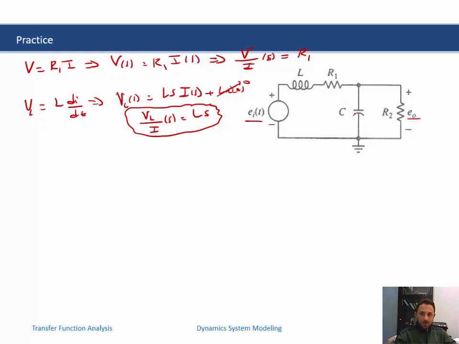Okay, this component. For the capacitor, it is I equals C dV by dt. Again, I equals CS V(s), zero initial condition, V over I in S domain equals 1 over CS. So we could replace L by Ls. R1 stayed the same, and the capacitance will become 1 over CS, and R2 will stay the same.